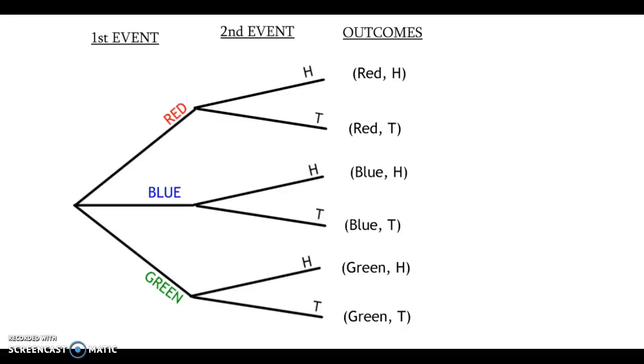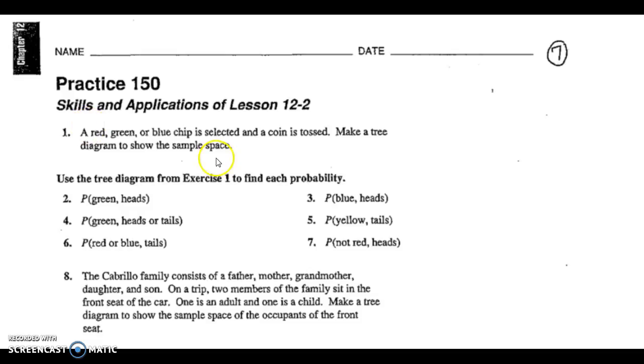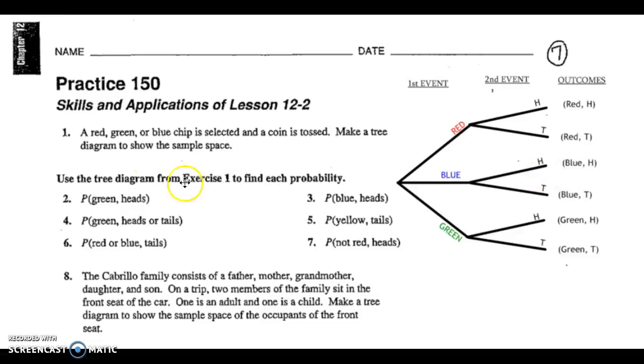Now, at the end here, where it says outcomes, this list is called the sample space. It's called the sample space because it lists out all the possible outcomes of 2 different events or multiple different events. Going back to the problem here, I can see that it asks me to find probabilities from the tree diagram. I'm going to take a little mini copy of the tree diagram and paste it here so that we can use it in our calculations. And there it is, our little mini copy. We're going to use the tree diagram to find each probability.